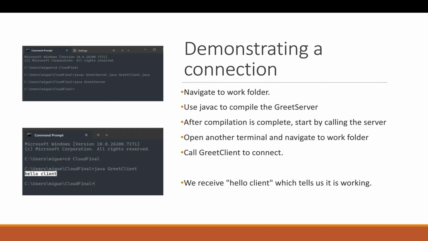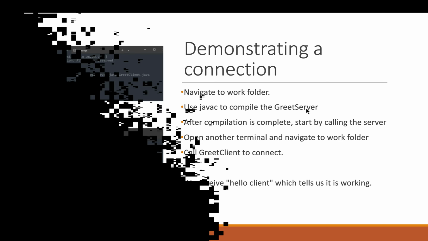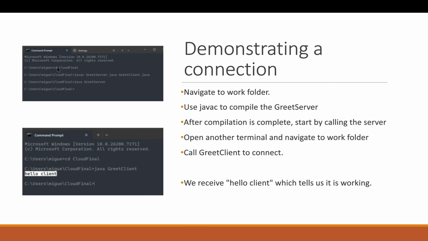messages flowing. Here's a demonstration of a connection. This is a simple connection. Using the program, I navigated to my folder I called the Cloud Final, and ran javac on GreekServer.java and GreekClient.java. This is the compilation of both programs. Once those are compiled, I went ahead and ran the Greek server. So once that started, it started listening on port 6666 for any connections.